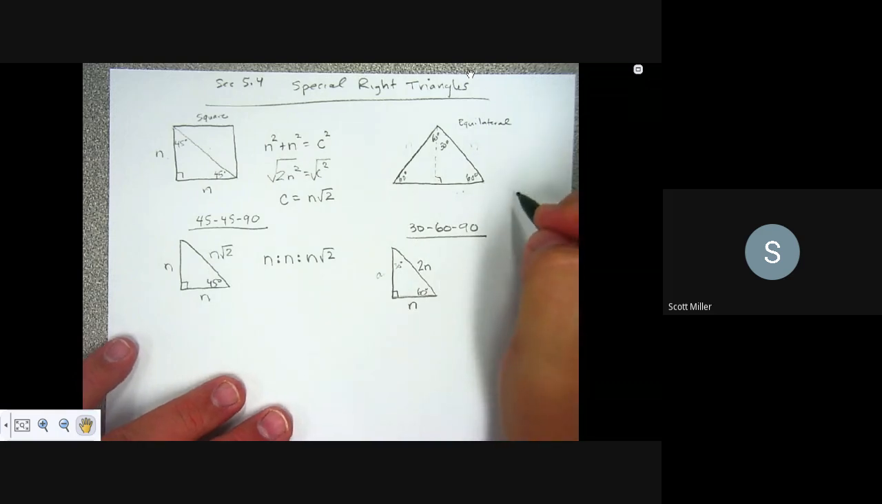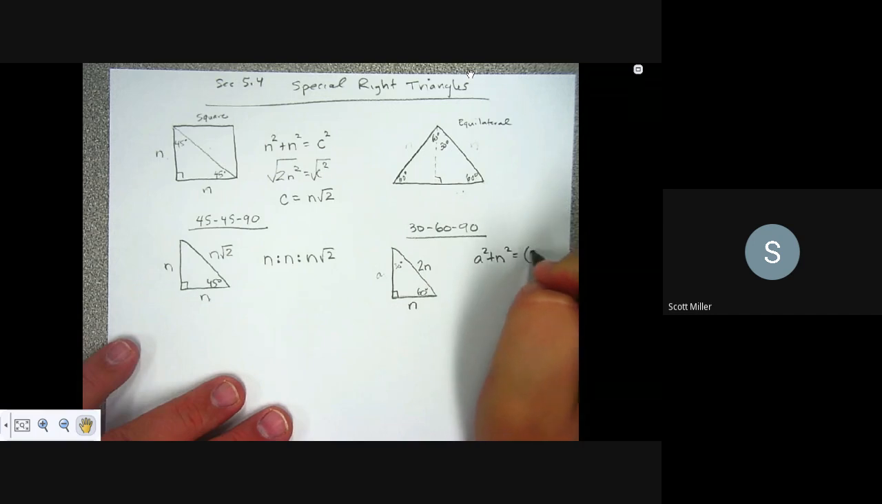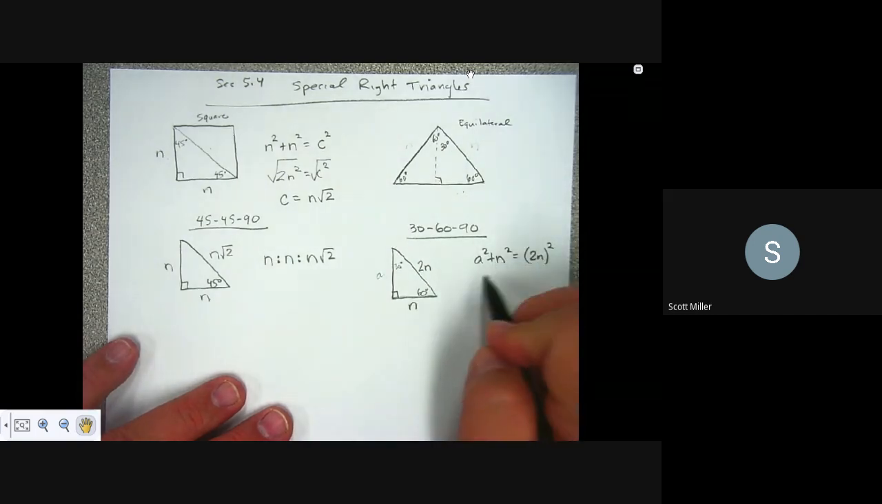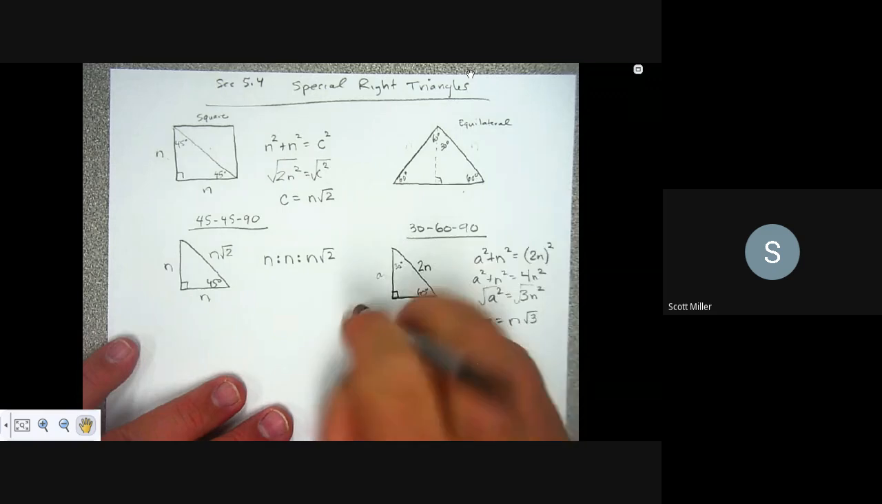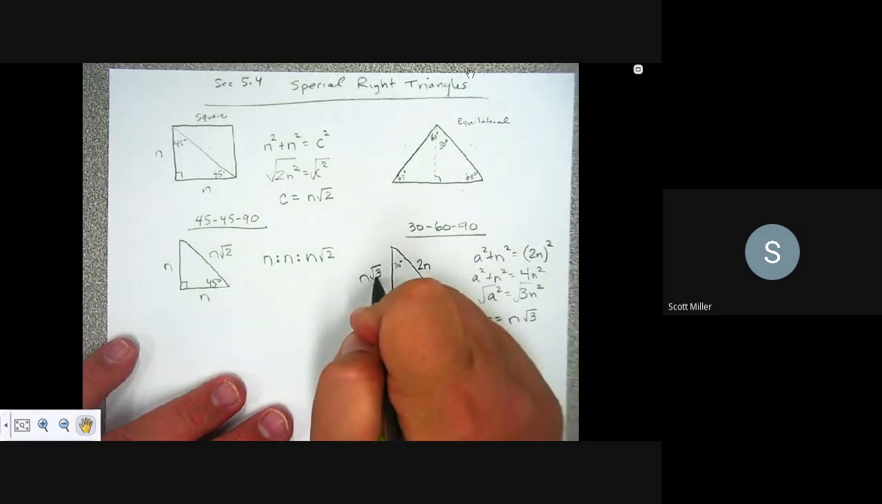But I know from the Pythagorean theorem that a squared plus n squared is (2n) squared. So working this out, I got a squared plus n squared, and this is 4n squared. Moving that to the other side, a squared is now 3n squared. And then take the square root, and I get the length is n times the square root of 3. So this length over here will be the short length just times the square root of 3.